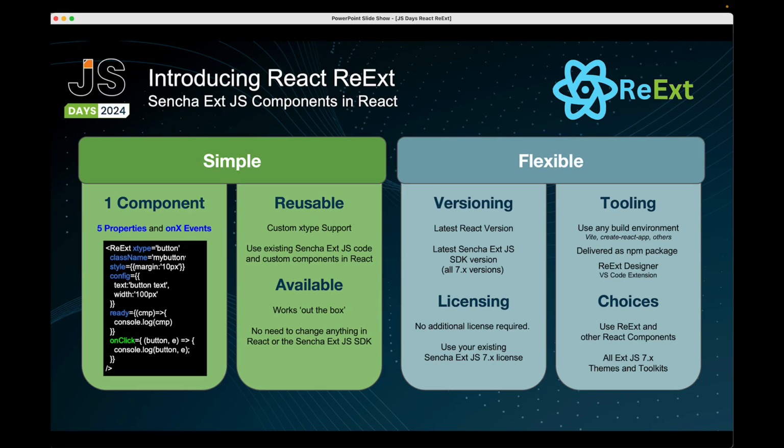We wanted flexible licensing. We actually didn't want you to have to worry about any additional licensing. So your existing Sencha ExtJS 7.x license covers you to use the ReExt product within React. We wanted flexible tooling. We want you to be able to use any build environment, current and future. So for example, in today's React world, two of the more popular tooling options are to use Vite or to use Create React App. And we support both of those, along with any others and any other way you might want to build your React application.